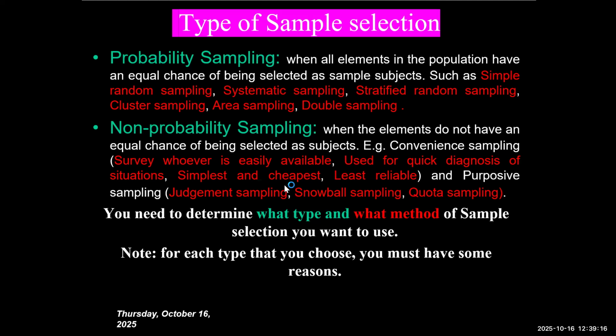It's also called judgment sampling, snowball sampling, quota sampling, and so on. Snowball, for instance, is used when it is difficult to identify those who can provide you the data. So one person is asked, do you have a colleague who can also help me? Then he or she recommends another colleague, and so on and so forth. That's what snowball sampling means. Most of these things you were taught in your research methods class, so go and revise them. You need to determine what type and method of sample selection you want to use, and it's very, very important.